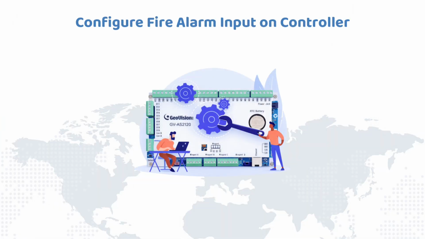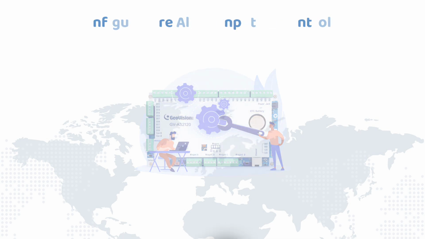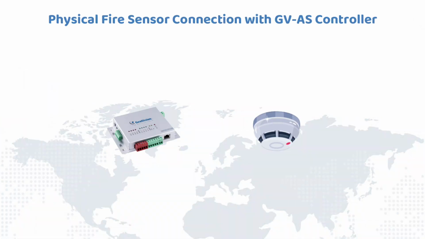Configure fire alarm input on controller. First, follow the user manual of your GV-AS controller and physically connect the fire sensor to the controller's input pin. Once the wiring is completed, open the web interface of the GV-AS controller from your browser.